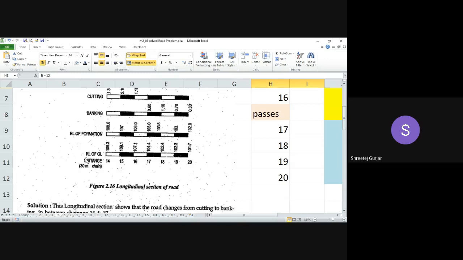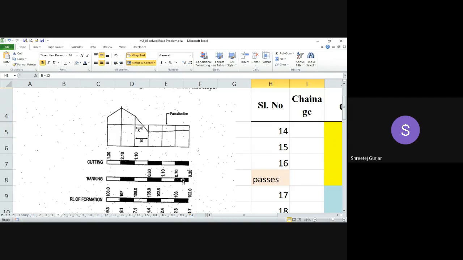Each chainage is 30 meters because our chain is 30 meters. So from 0, then 30, 60, 90, and so on. So this is a chainage, and this is provided. RL of your ground is provided, and RL of your formation level is also provided. So RL of formation minus RL of ground will give you either cutting or banking, right?